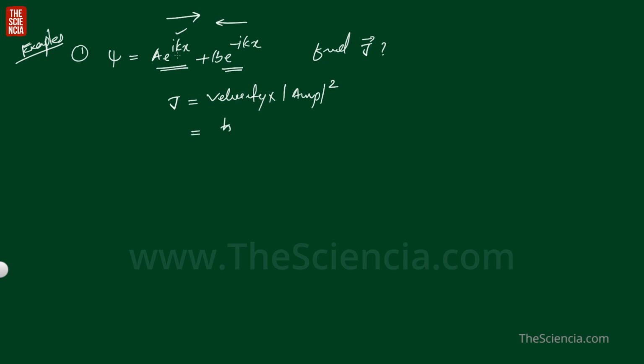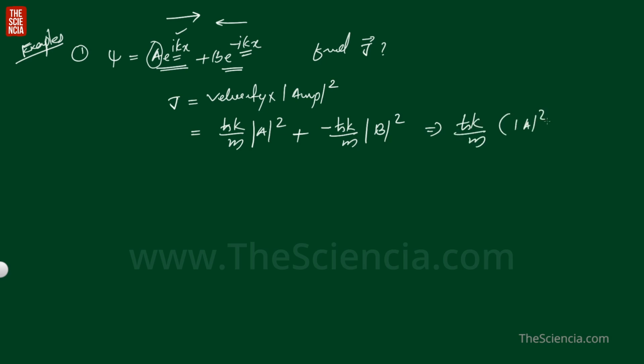Here what is the k value for the first term? That is k only, that is h cut k by m into amplitude square. What is the amplitude? Amplitude is a, that is modulus a square, plus, and the velocity of the second term is, see, it is in the negative direction, that is minus h cut k by m. Here this value is k only, right, into amplitude square, that is mod b square. So we got J is equal to h cut k by m into modulus of a square minus modulus of b square.